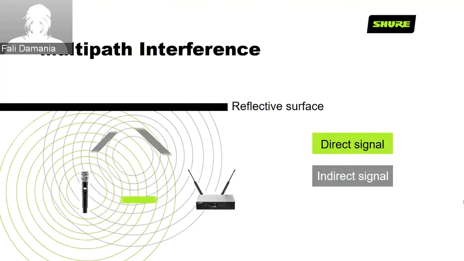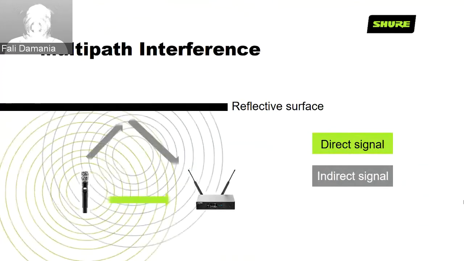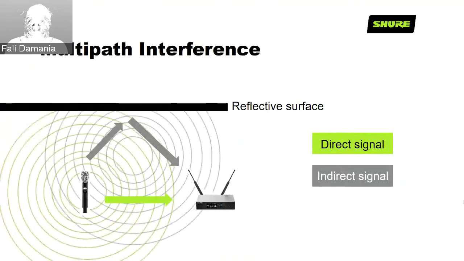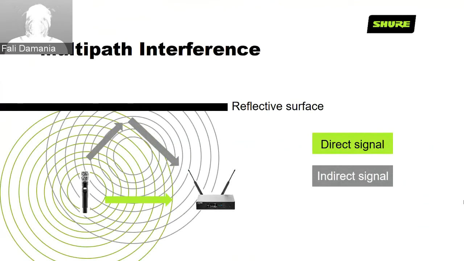In this next slide, we're going to have a look at the most common problem of RF interference. It's called multipath interference. As this animation shows, you have a wireless microphone to your left, and a reflective surface, which could be a wall, a metal surface, or various things like that. The mic is sending out signals in all directions. So you have the green signal and the gray signal, which is the reflected or indirect signal. The problem is that these signals reach the antennas at different times. As we know from the analog audio world, when signals reach a source at different times, you get phase cancellation. This is exactly what happens in RF, and this phenomenon is called multipath interference.